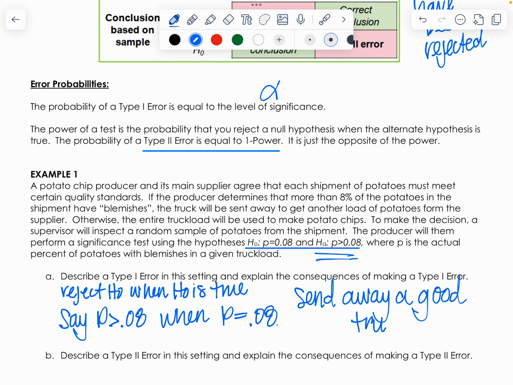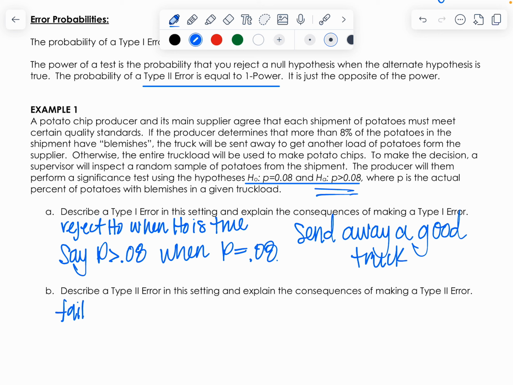Right? Our conclusion says send that truck away. P is greater than 0.08. But that was the wrong conclusion, and in fact, P is only equal to 0.08. Now, a type 2 error is the reverse. It's when we fail to reject the null when the null is false and should have been rejected.